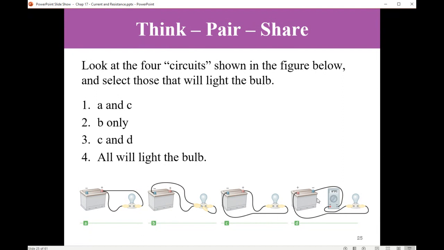Here also we see the same circuit, but now we inserted an ammeter in series in order to measure the electric current through the light bulb. So this one also will be on.